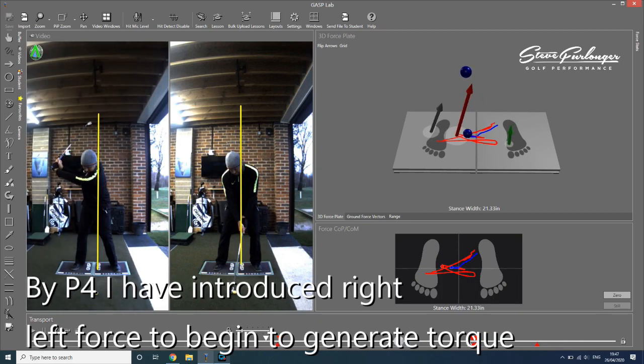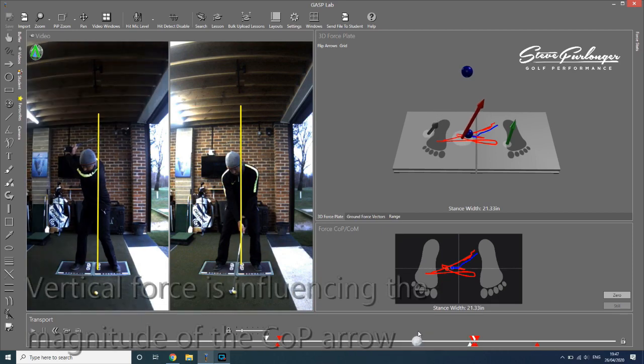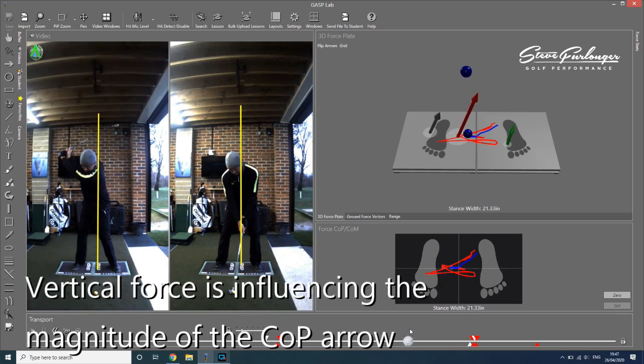By the time I get to P4, I've introduced right-left force that changes the angle of the red arrow there, the center of pressure, and we can see the right-left force is influencing the direction of that red arrow. We can see the magnitude start to change in that red arrow as well, as I start to rely upon or start to use vertical force to help generate speed into the club.